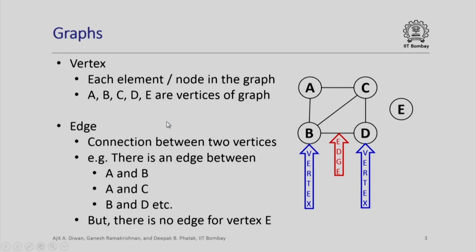Any graph consists of a set of vertices and a set of edges. A vertex is merely an element or a node in the graph. For example, in this illustration, A, B, C, D, E are all vertices of the graph. An edge is the connection between two vertices. In this illustration, there is an edge between A and B, an edge between A and C, an edge between B and D, but there is no edge from vertex E. So, these are examples of edges and these are examples of vertices. Vertices and edges together constitute a graph.